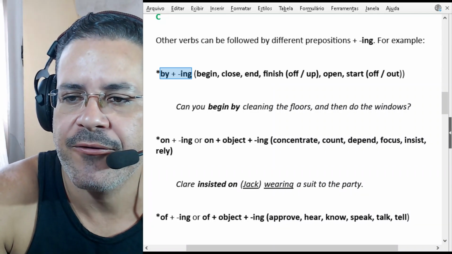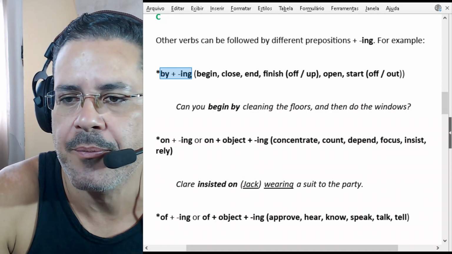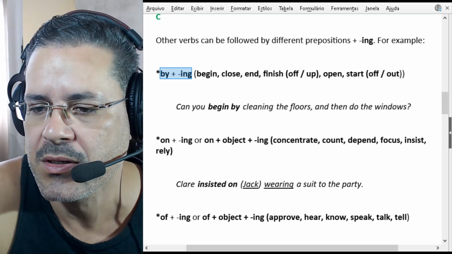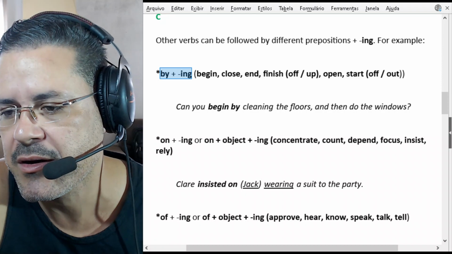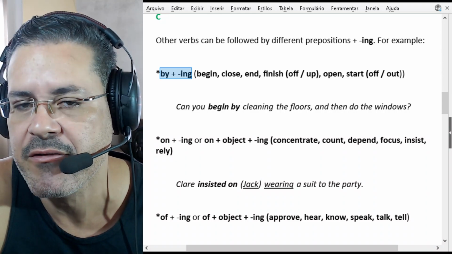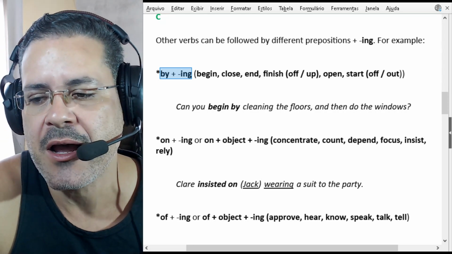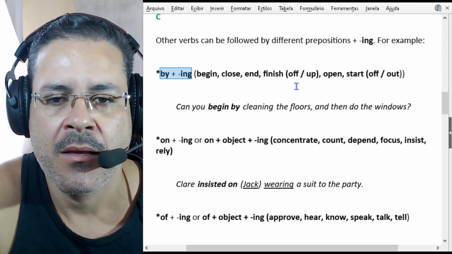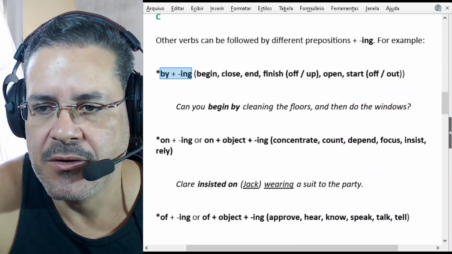Finish up. Let's look that word up. Finish up, British English, means to be in a particular state or at a particular place after a series of events. For example, if you're not careful, you could finish up seriously ill. We also have open, or start off, or start out.